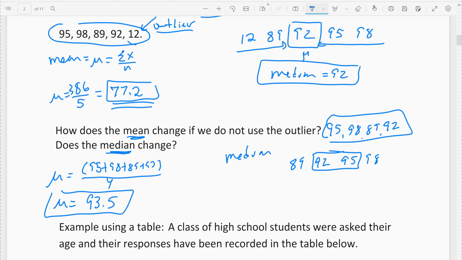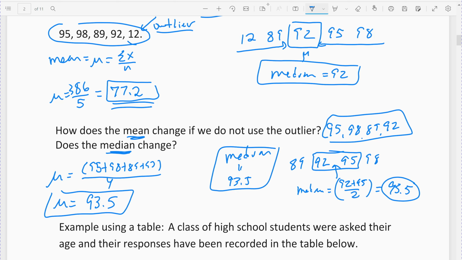And so those would be the middle numbers. Again, I want to find the value smack dab between them. So the median would be the average of the 92 and 95, the middle value between them. So 92 plus 95 divided by 2 is how we find it. And as it turns out, it also comes out to 93.5. So our median is 93.5, and sometimes that happens. It doesn't always happen, but occasionally it does.